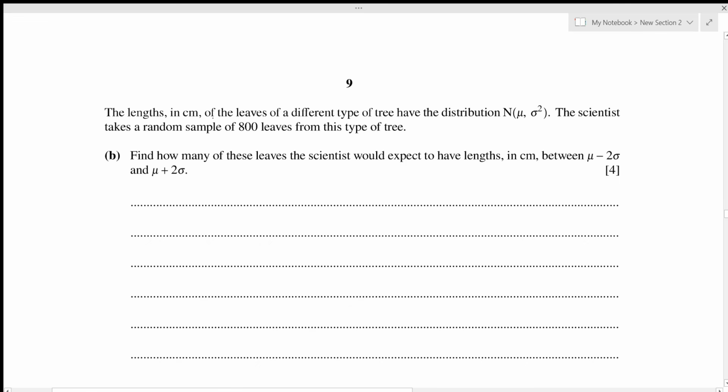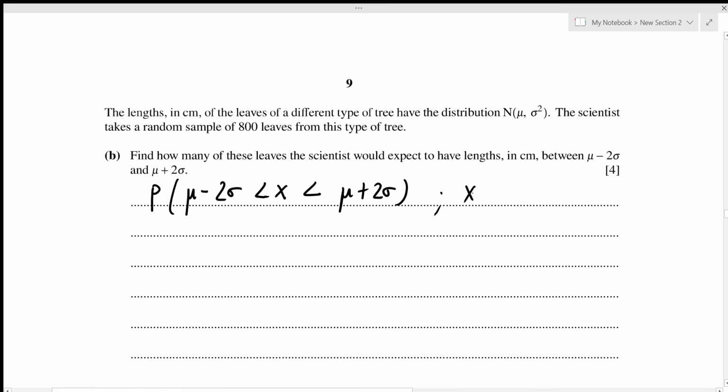Now, the lengths in centimeters of the leaves of a different type of tree have the normal distribution with the parameters mu and sigma squared. Then the scientist takes a random sample of 800 leaves from this type of tree. Find how many of these leaves the scientist would expect to have lengths in centimeters between mu minus 2 sigma to mu plus 2 sigma. So we're just going to find the probability of x taking the values between mu minus 2 sigma to mu plus 2 sigma.